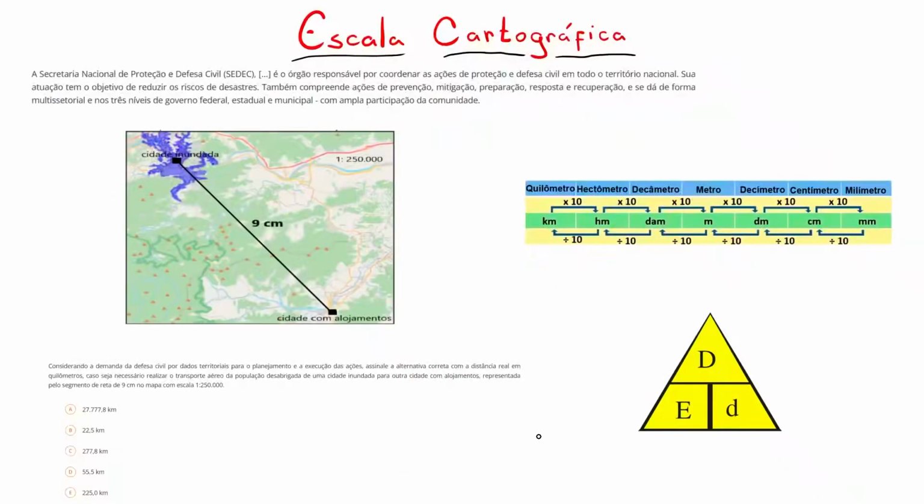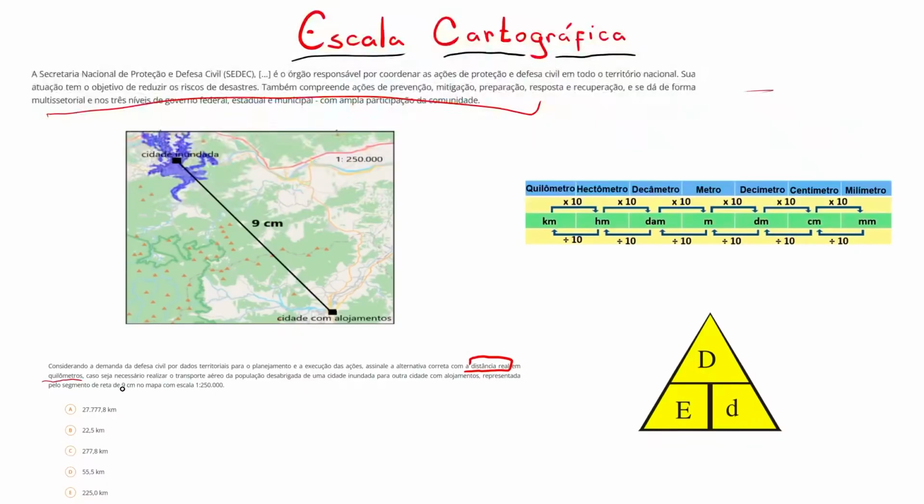If you'd like to try it yourself, pause the video to check your answer. Let's begin. In this exercise, the first part, the statement, is just filler. Let's focus on the main objective here. Look, second part, talking about a flood situation and people being displaced. Considering that civil defense needs territorial data for planning and carrying out actions, mark the correct option with the real distance. So, what he wants me to find out is the real distance on the ground, in kilometers.